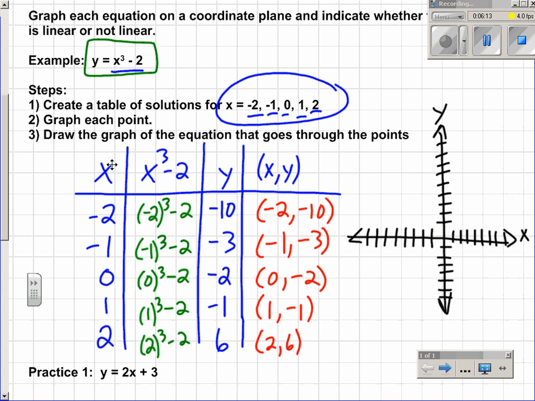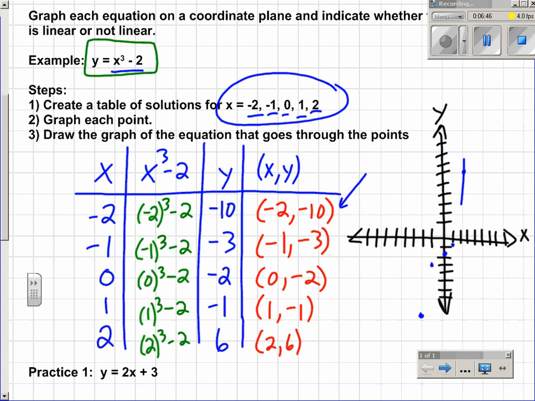All right, so the first point that I want to plot is the negative 2 comma negative 10. So I'm going to find negative 2 on the x, negative 10. It's going to be somewhere around there. Then the next point is going to be negative 1 comma negative 3, which should be around there. And then 0 comma negative 2 will be somewhere around there. 1 comma negative 1 will be somewhere there. And then 2 comma 6 could be somewhere up there.